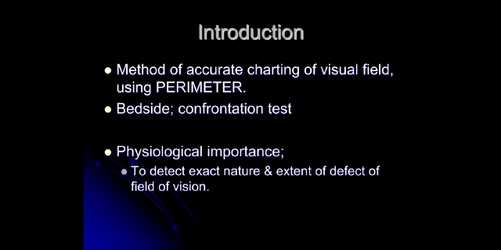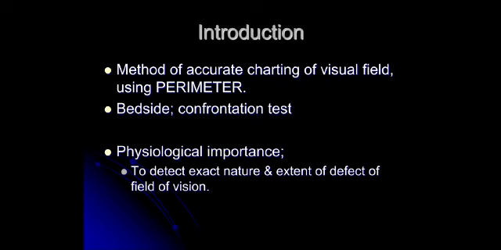We use the confrontation test. It's a bedside method. We sit 1 meter across from one another and close the opposite eye of one another. That means if we're examining the right eye, the left eye should be closed, and we test the different fields: the temporal, superior, inferior, and nasal. So the physiological importance is to detect the exact nature and extent of the defect of the field of vision.